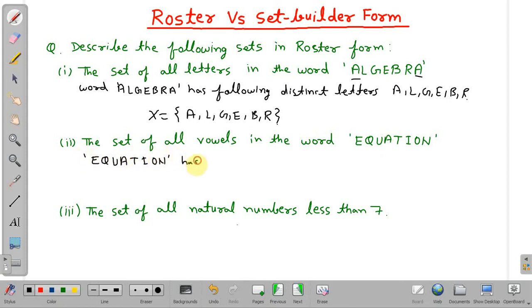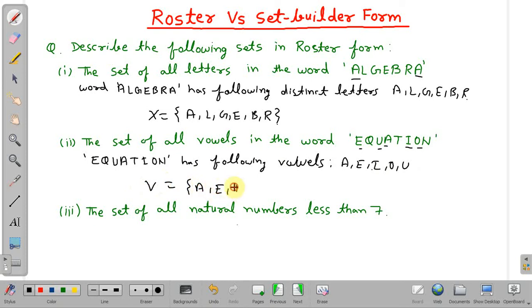Equation has the following vowels. What are the vowels here? A is here, E is also there, I, O, and U. So all the vowels are there: A, E, I, O, U. Therefore, we can write the set as A, E, I, O, U.